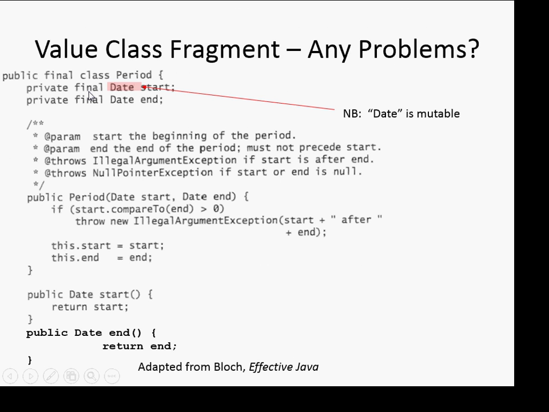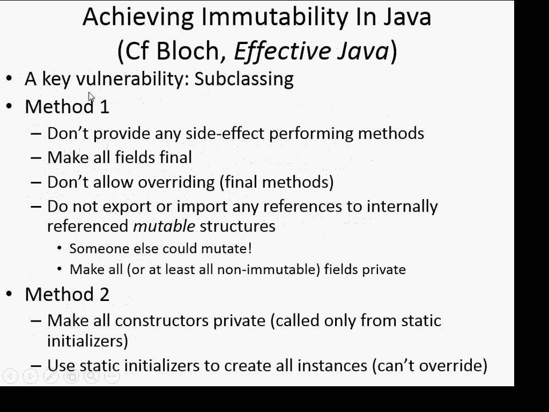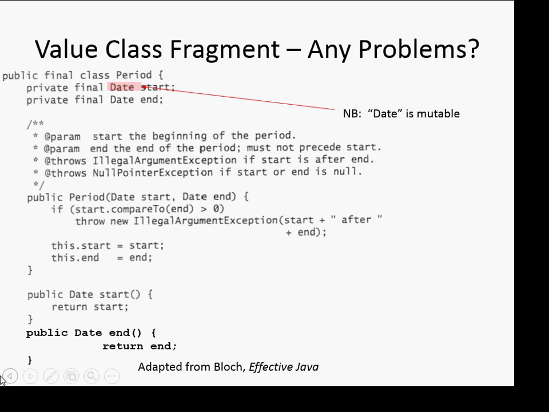These two fields are final. Okay. Do we have any side effect performing methods? Do any of these methods start and end perform a side effect? Do they change the underlying structure in a visible way? No, they just return these fields.